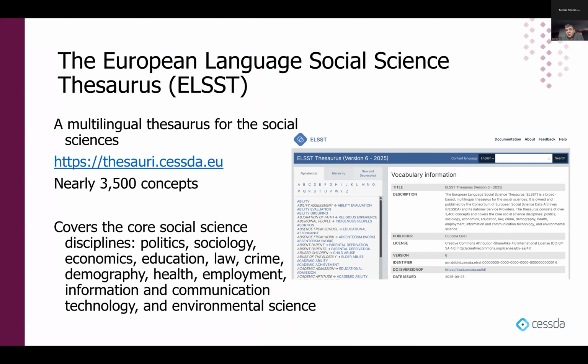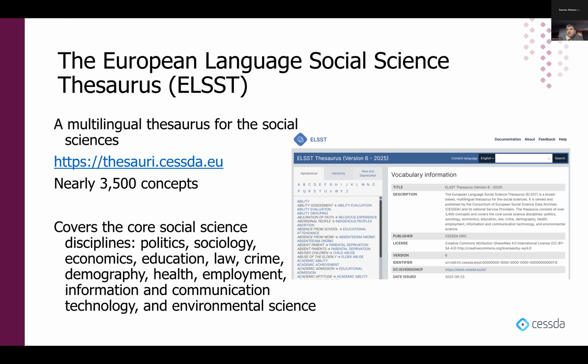Now, this is hosted on Google Cloud by CESSDA, and it's fully Dockerized, installed on the standard architecture, which is Apache Fuseki. There's a customized front end. I think the customization was relatively straightforward. ELST itself has over, I think it's 3,470 concepts in version 6, so it's quite an extensive thesaurus.